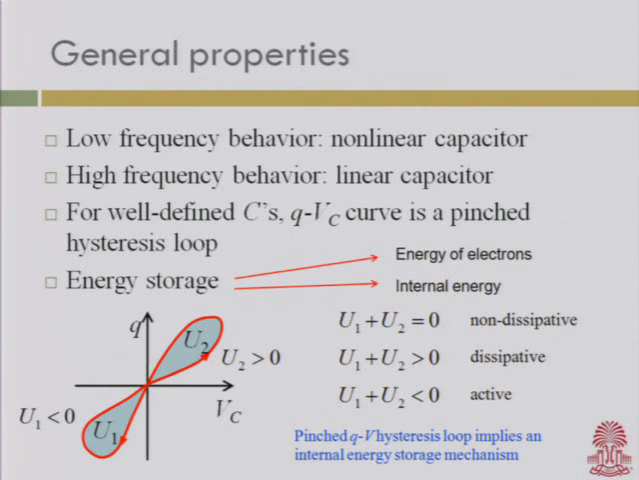If the sum of these energies Q1 plus Q2 is equal to 0, we have a non-dissipative Mem-capacitive system, so we take the same amount of energy that was previously added. If Q1 plus Q2 is greater than 0, we have a dissipative Mem-capacitive system. And if Q1 plus Q2 is less than 0, we obtain an active Mem-capacitive system.